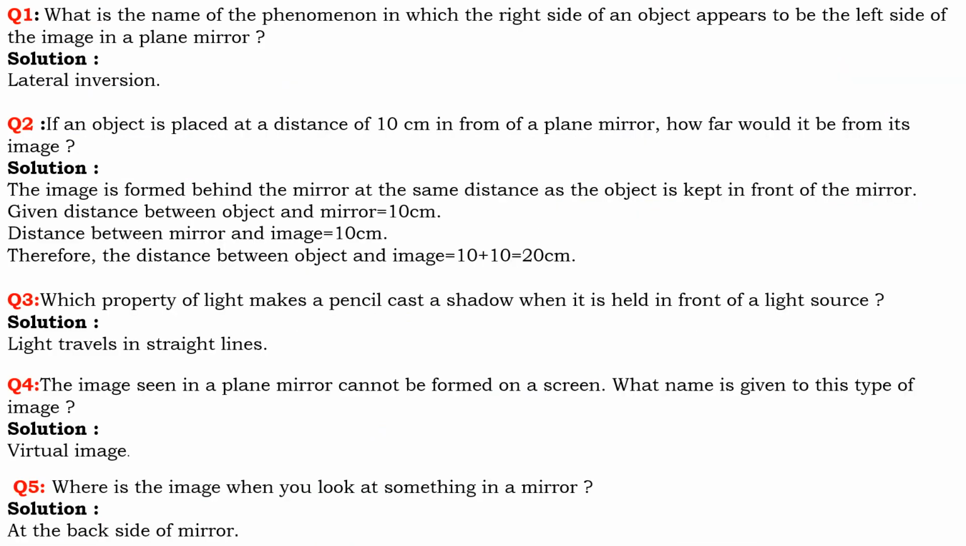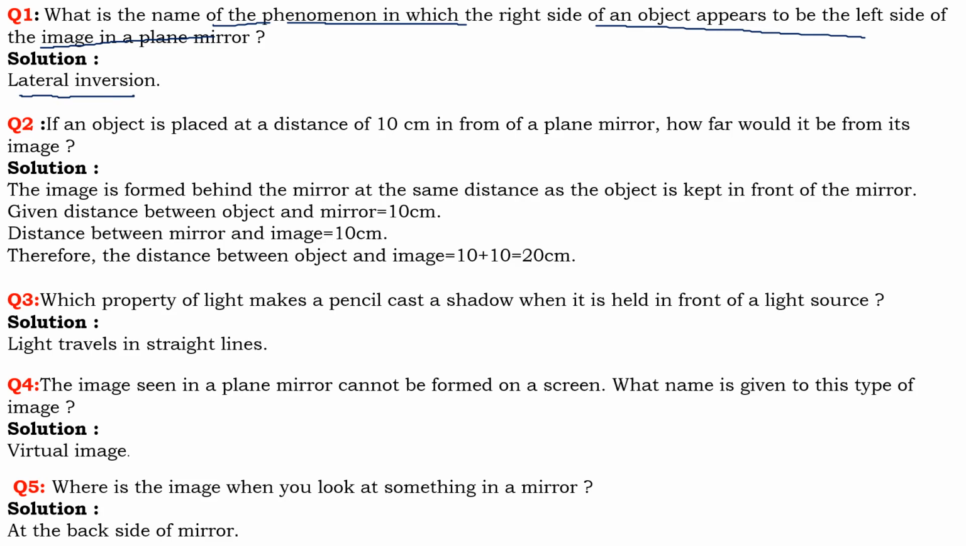Now moving on to some other extra questions. These are extra questions. I will request you all to write them. What is the name of the phenomenon in which the right side of an object appears to be on the left side in a plane mirror? This was not discussed, actually it should have been. This phenomenon is lateral inversion.